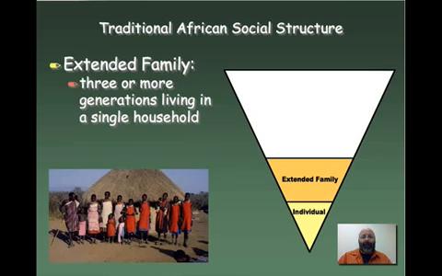Next, we see what's called an extended family. That's 3 or more generations living in a single household. Okay, so there's obviously benefits from living in a larger family like this. You can help each other out. The more children you have, the more people you have working in the fields. They can take care of you when you get older. So large extended families tend to be the rule rather than the exception.